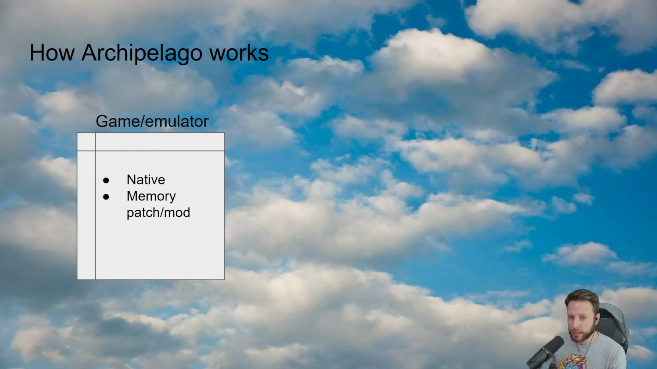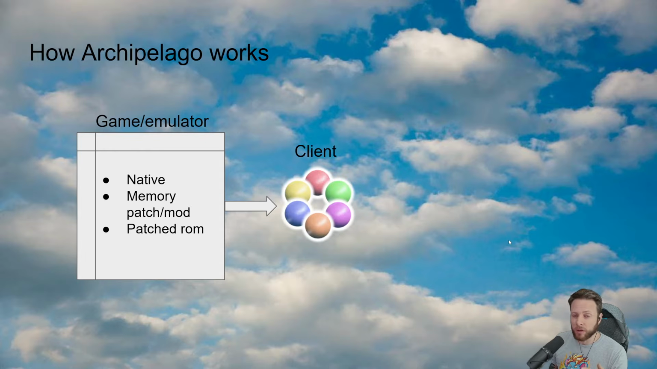It might have a memory patch or a mod. A lot of Unity games and others have mods which allow for netcode to run. And it could also patch the ROM in order to enable randomization. This is especially true of console games that were never designed to run randomized with netcode. Once a game has been configured to run that netcode, it uses that to communicate with an Archipelago client.